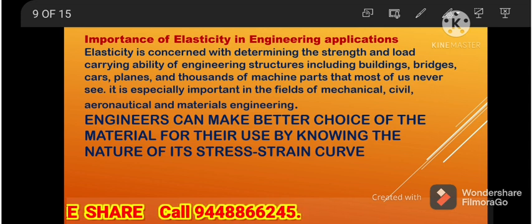That means, I tell you, construction of buildings and construction of bridges require different stress and strain graphs. Likewise, when you come to vehicles, planes, and various parts of machines, they require different materials having different stress and strain. We need to study this, and we can decide the characteristic properties of that material depending upon stress.